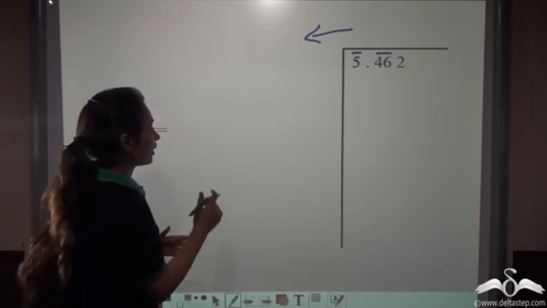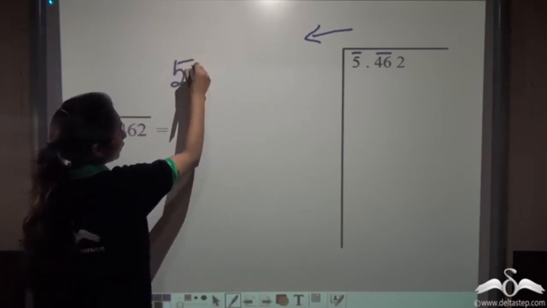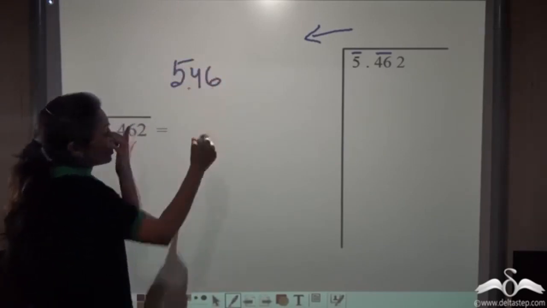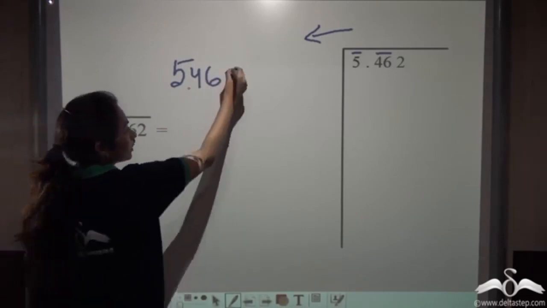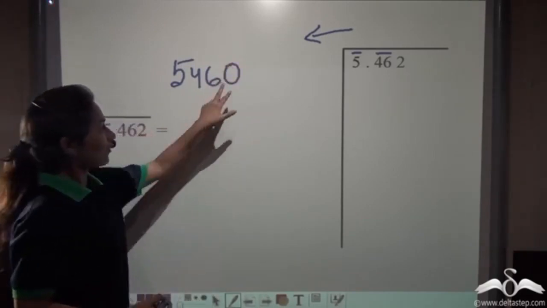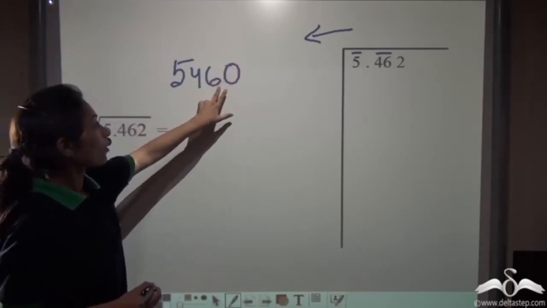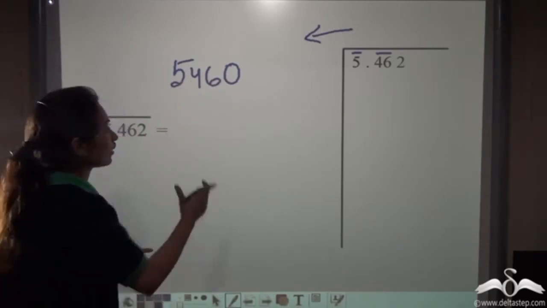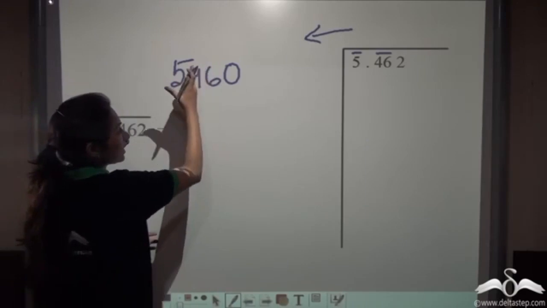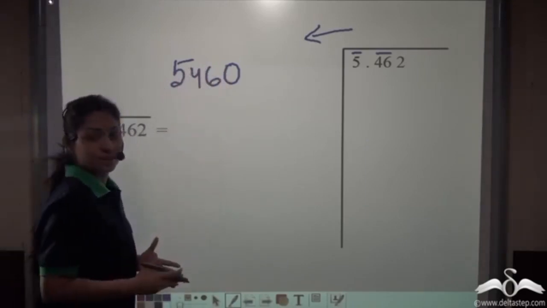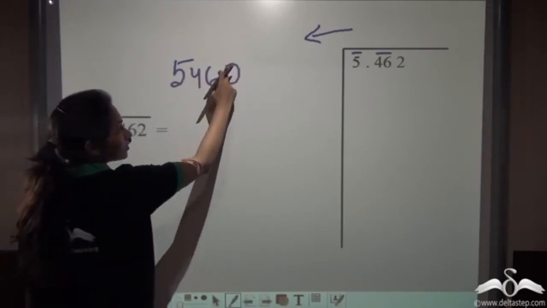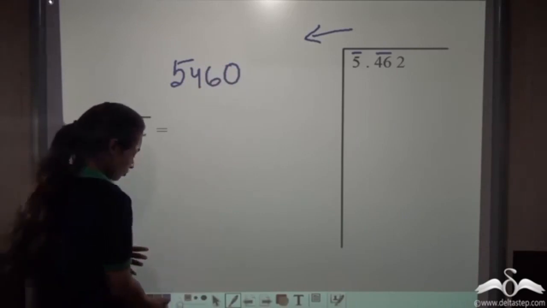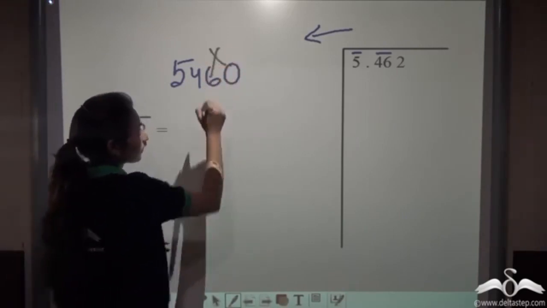Well, you know that if there is a number, say 546, I can put a 0 here. If I put a 0 here, is the value of 546 changing? Well, obviously, from 546, it has become 5460. So putting a 0 here changes this value. So this is not possible.